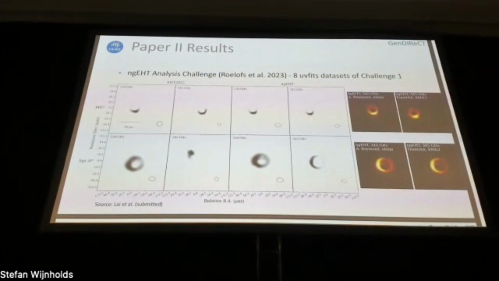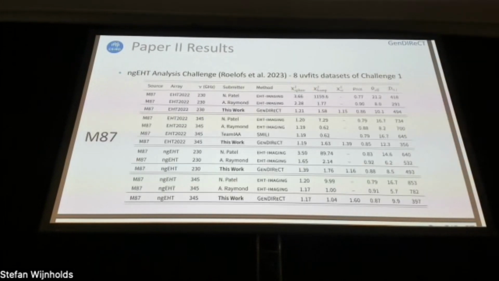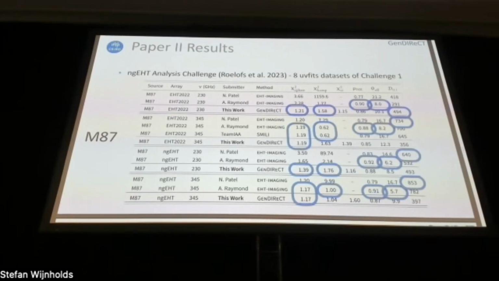On the top is our M87 reconstruction with GenDirect, and on the bottom is our Sagittarius A-star reconstruction. Again, I've put in independent reconstructions on the right-hand side to show that they're fairly consistent. Not only are they qualitatively consistent, but we've also looked at metrics. The left 3 metrics on the plot are data metrics, and the right 3 are image metrics.